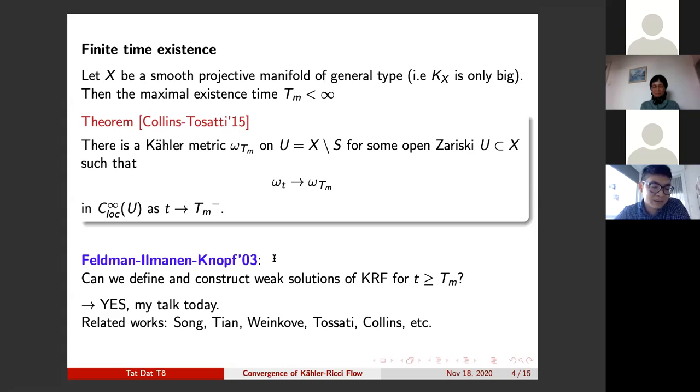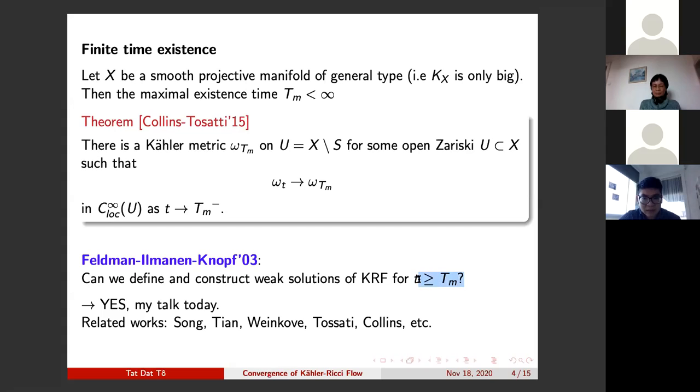But in the Feldman-Ilmanen-Knopf paper, they propose several questions. Another question is the following, with the same condition here: Kx is big and X is a manifold of general type. Can we define and construct weak solutions for the Kähler-Ricci flow when t is bigger than the maximum existence time of the smooth solution?